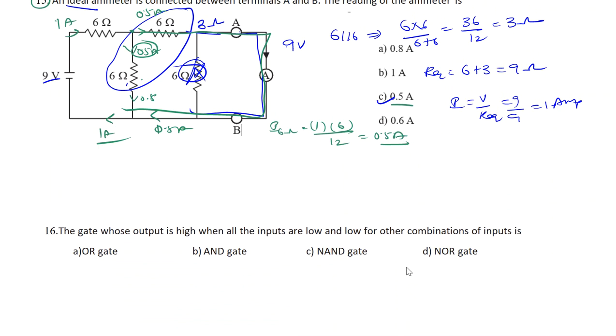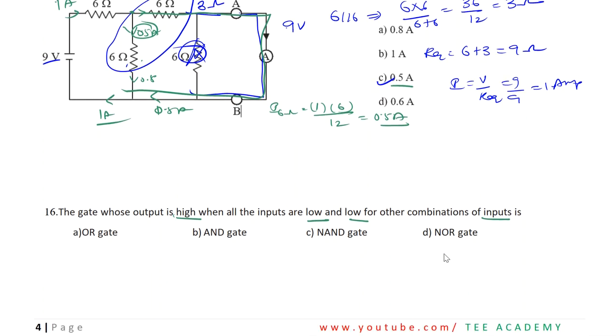Now next one. Till now we discussed networks. Now we'll discuss digital electronics, which is important from our exam point of view. The gate whose output is high when all the inputs are low, and the output is low for all the other combinations of input: which gate is it? Okay, so pause the video and tell your answer.